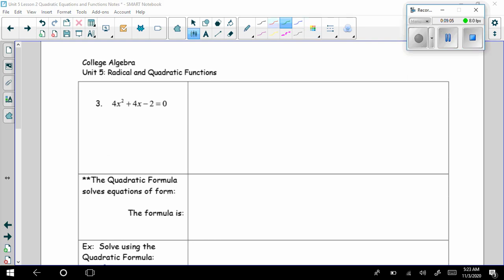Okay, let's run through that process one more time. So when we have this lead coefficient, we're going to divide it out of everything. And so we end up with x squared plus x minus 1/2 is equal to 0. I'm going to add that 1/2 over, so we get x squared plus x is equal to 1/2. Remember to find your c, you take b divided by 2 and you square it, and so in this case it's 1/4. So we're going to add 1/4 to both sides.